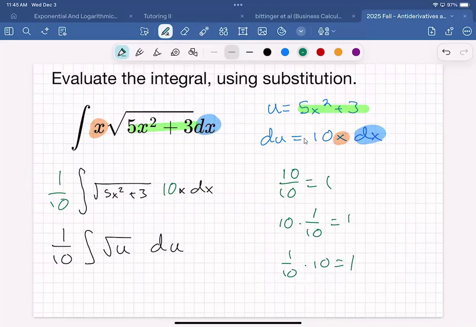So the 10 definitely wasn't there, but I needed it. So I put it there. Everyone follow me on that? It's not gonna happen all the time, though.